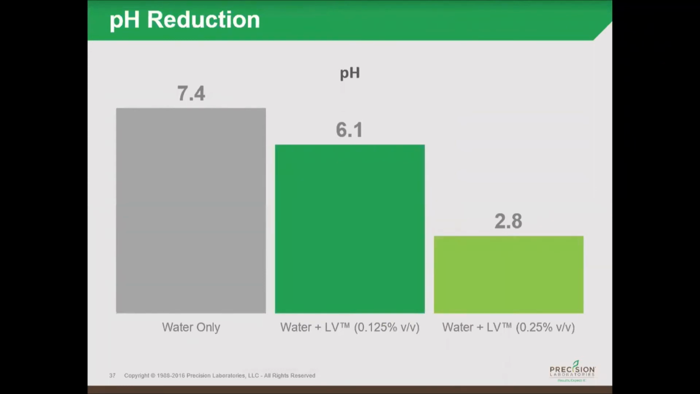So when we added LV to the solution in these water tests, we started off at a pH of 7.4. By adding 1 pint in 100 gallons of water, we took it to a 6.1. And by adding a quart in 100 gallons of water, we took it clear down to 2.8. So in this recommendation, I'd probably look at something maybe around 24 ounces of LV per 100 gallons of water, and be able to keep your pH where you want it. So very dramatically affecting the pH.